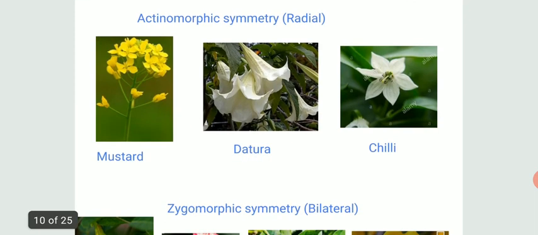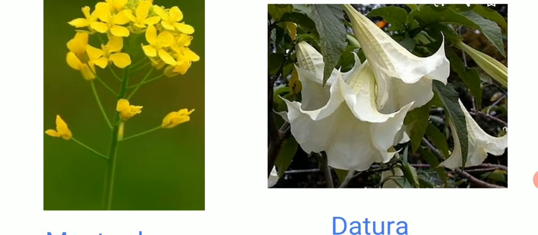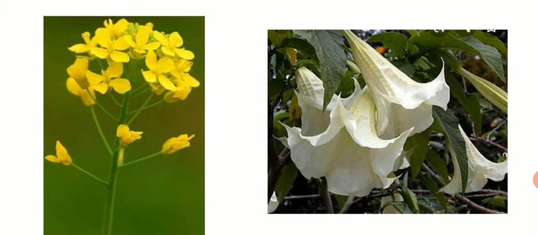In the case of flowers where many equal halves can be obtained by cutting them in many planes, that is called radial symmetry, as it was found in starfish, right? Similarly, in flowers, radial symmetry is known as actinomorphic symmetry. Examples are mustard flowers. You can see mustard flowers. We can cut them in any plane from the center and we will get as many equal halves.